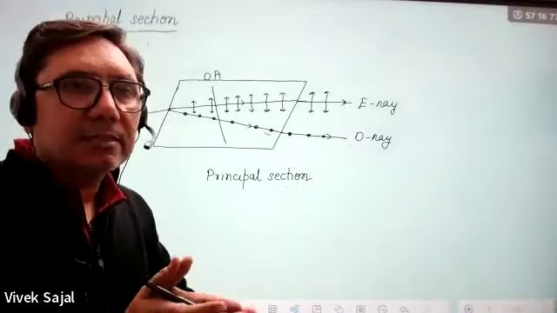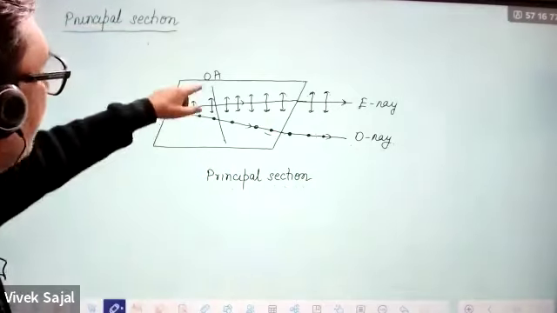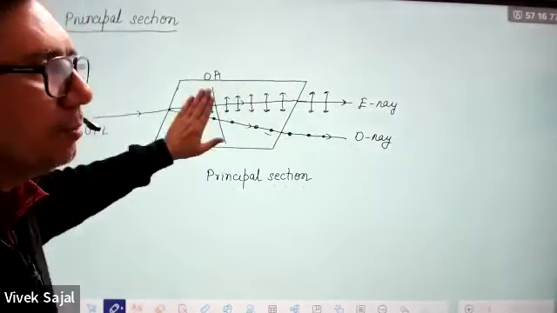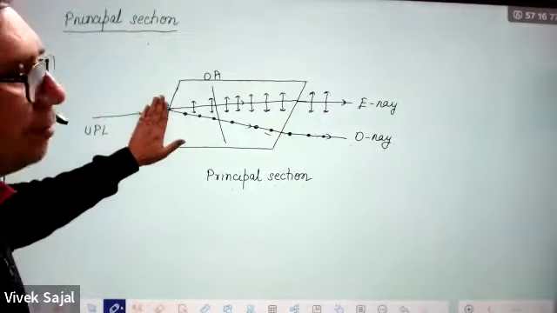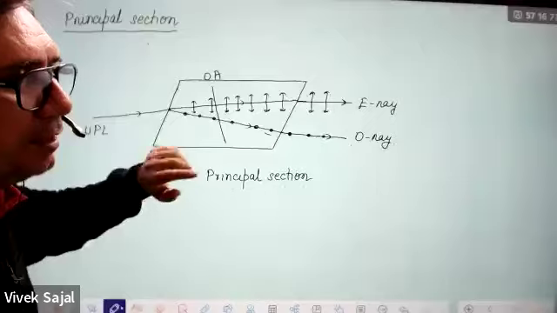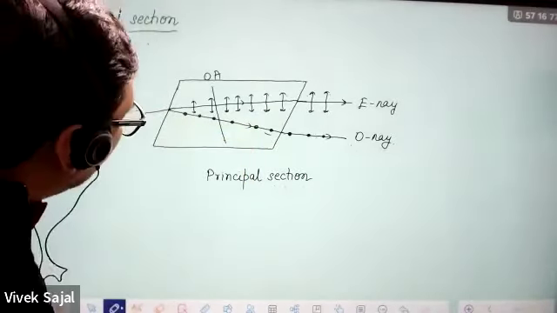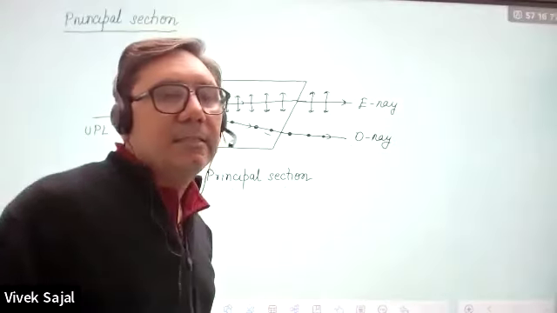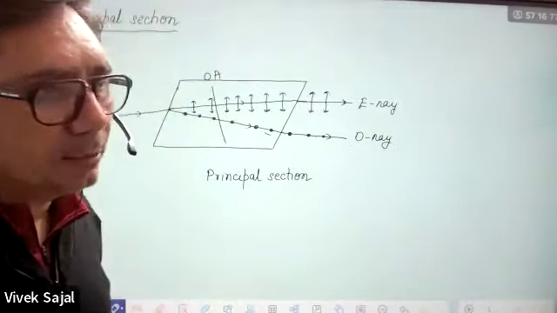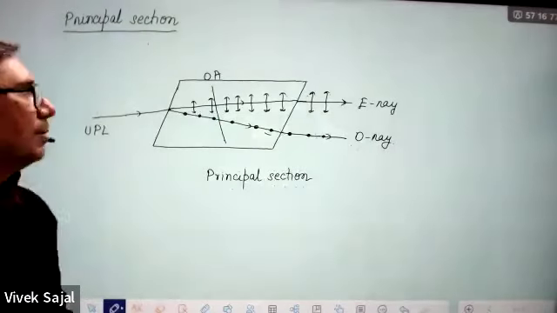Now, what is the principal section? The principal section is a plane which consists of the optic axis and the propagation direction of the incident light. The ordinary light will also lie in the principal section, and the extraordinary light will also lie in it. Both will be in the principal section. So this is the principal section, optic axis, and double refraction.